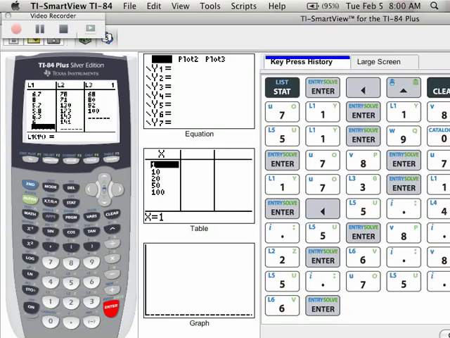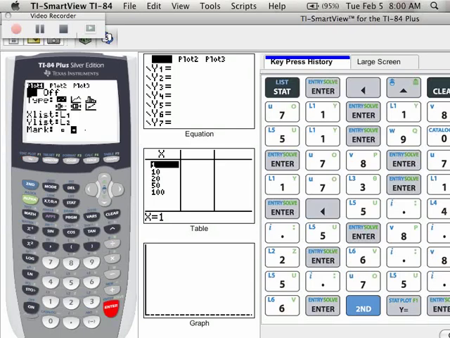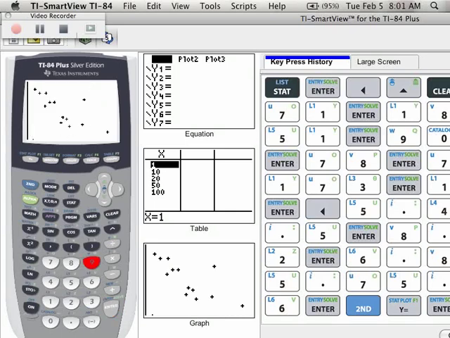And what I'm going to do now is I'm going to go second y equals. That takes me to the plots. I hit enter, and then I hit enter again to make sure that they're turned on. I look to see the type is the first graph. I see that my X list is L1, my Y list is L2, and then my mark, I'm using the plus signs. You use whatever you want. And then I go zoom 9. And this will create a scatter plot.